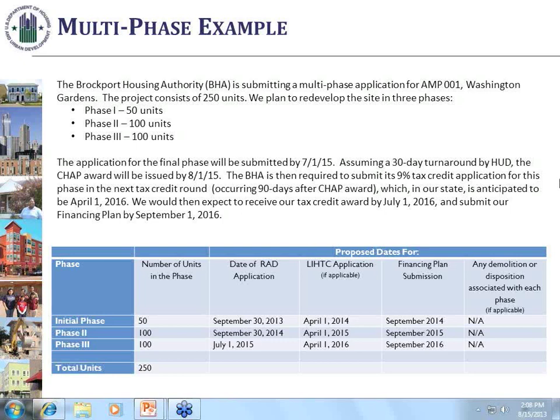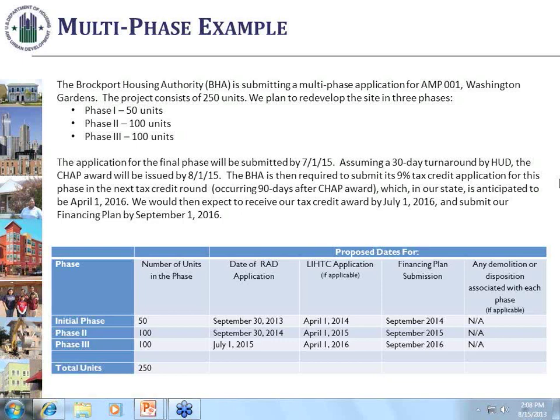If you don't mind, I'll read it as we go along. The Brockport Housing Authority is submitting a multi-phase application for its first AMP, 001, Washington Gardens. The project consists of 250 units, and the PHA is planning to redevelop this in 3 phases, phase 1, 2, and 3: 50, 100, and 100. So for the application for this final phase, they're going to be allowed to wait until 7/1/15.